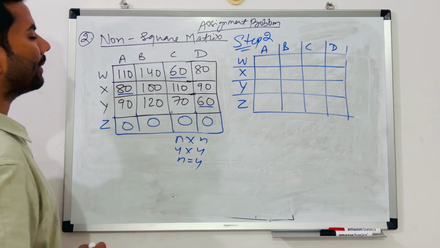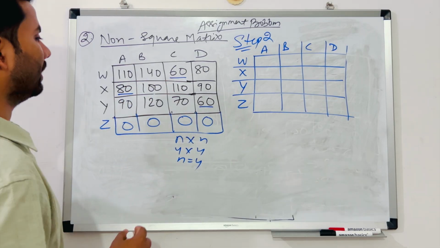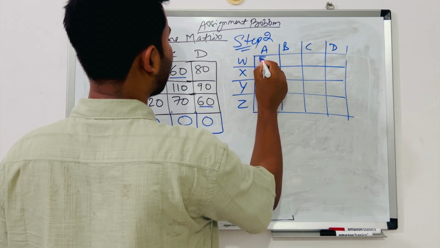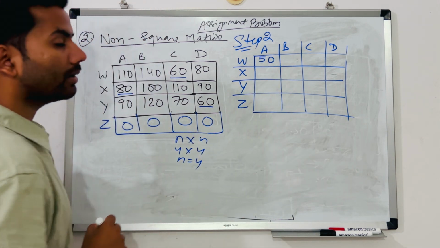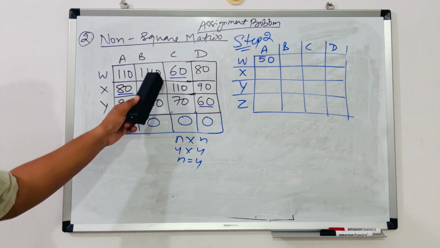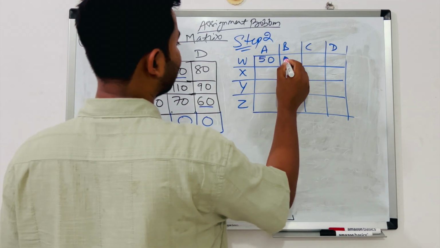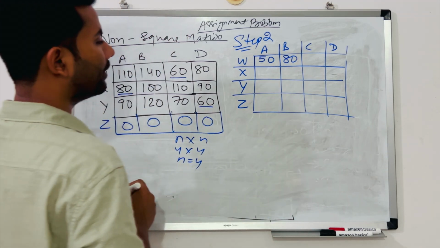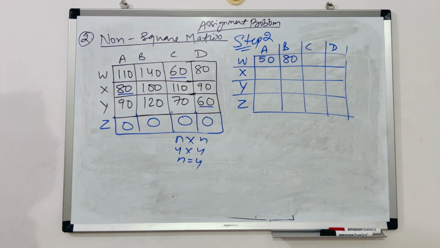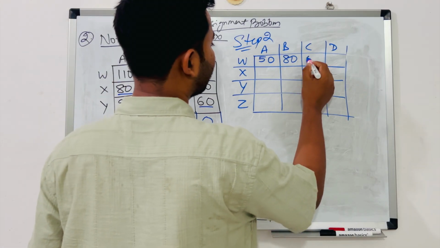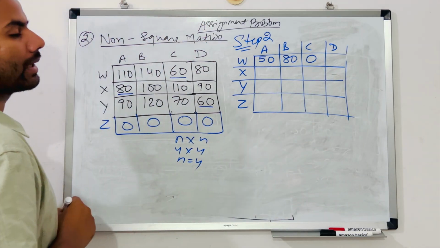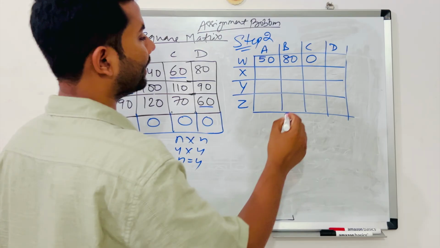So 110 minus 60 gives 50, right? Then 140 minus 60, we get 80. The value is 80, right? Then see the third element, 60 minus 60 gets 0. And 80 minus 60 is 20.